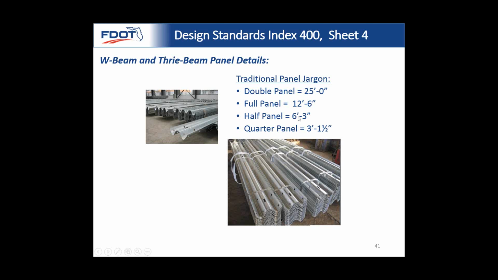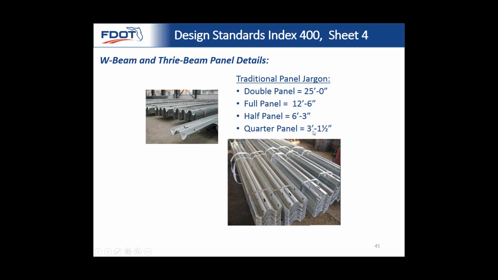Essentially, the traditional panel jargon, these are the increments you're working with when you're talking about guardrail. So our old full panel used to be 12'6". Now we're allowing 25-foot panels as something new, and that's considered a double panel. Half panel, 6'3", which can be used. Quarter is 3'1.5".